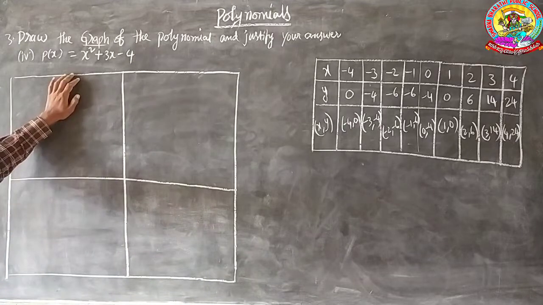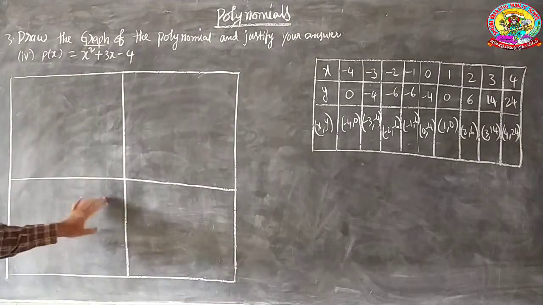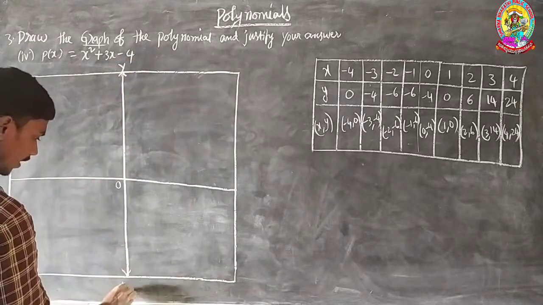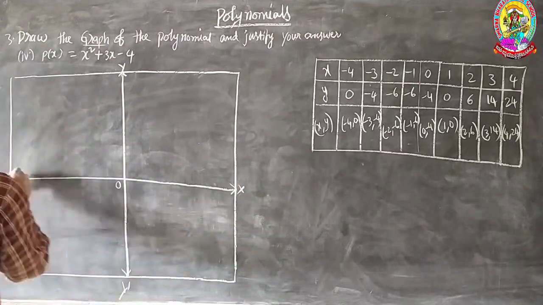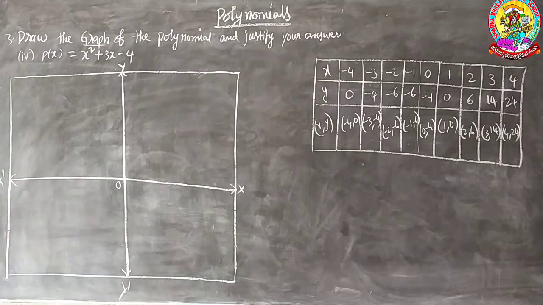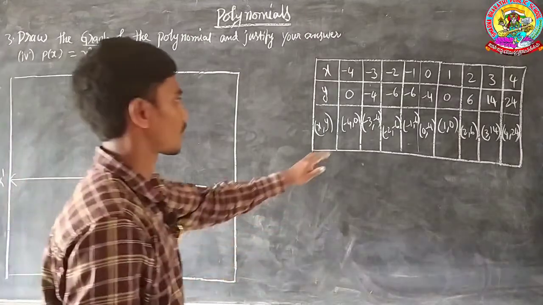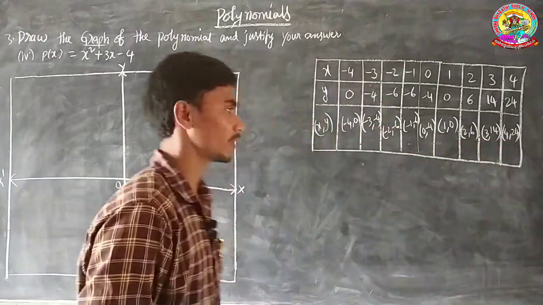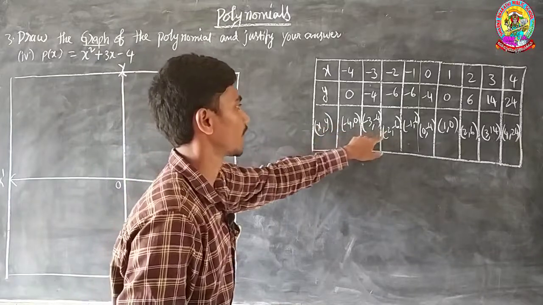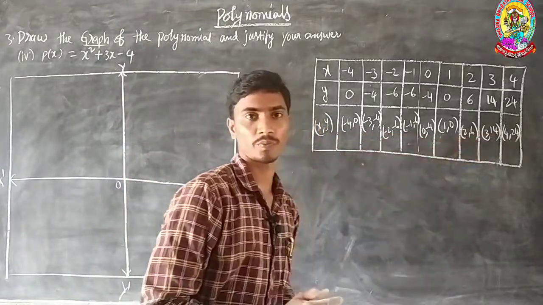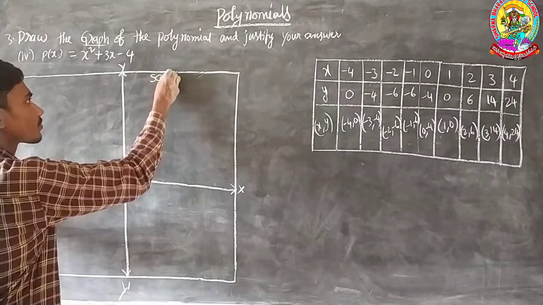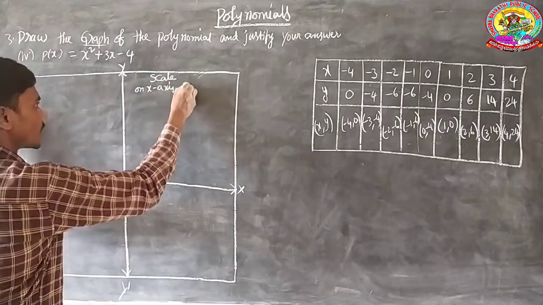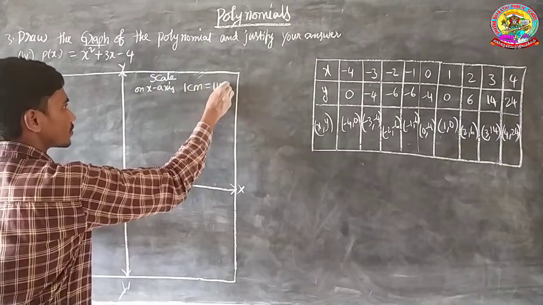So if you have a graph sheet, first of all divide it into 4 parts. So now this is y dash, x dash. Here the main question is, observe all the points on the x axis: minus 4, minus 3, minus 2, minus 1, 0, 1, 2, 3, 4. So that's why the scale on the x axis is 1 centimeter equal to 1 unit.